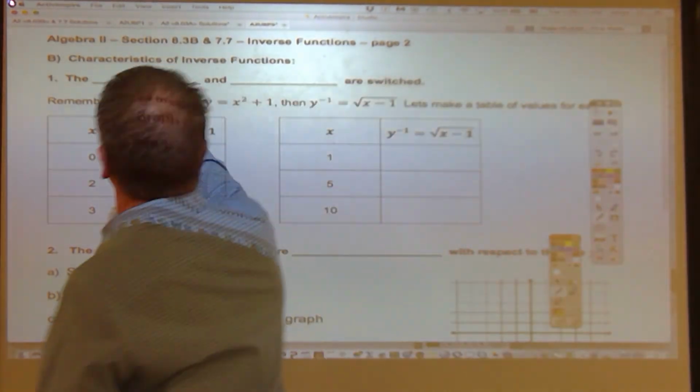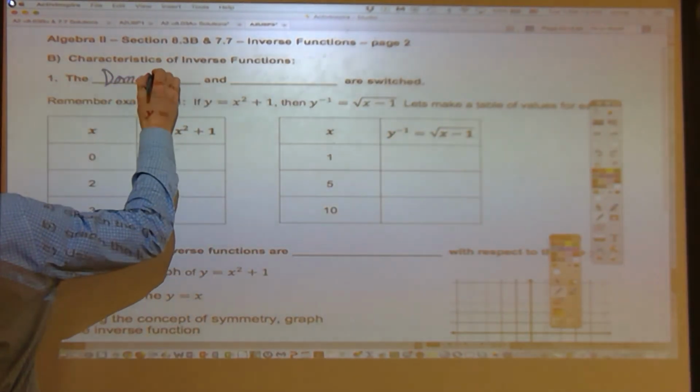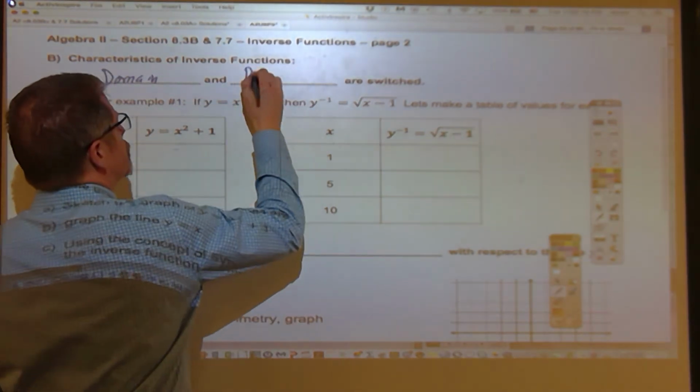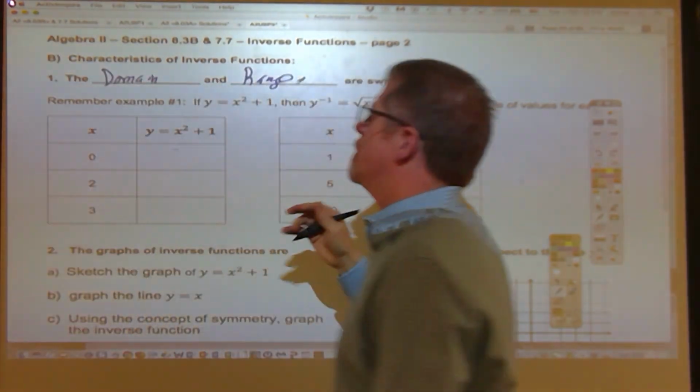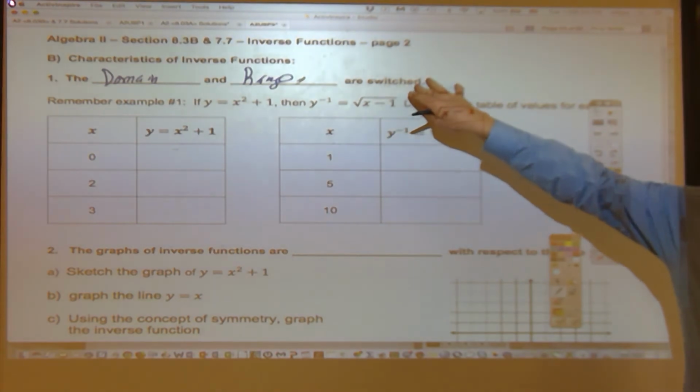So the answer to Gerald's question is actually in the lesson. Let's go to page 2. The domain and the range have to be switched, not just x and y.